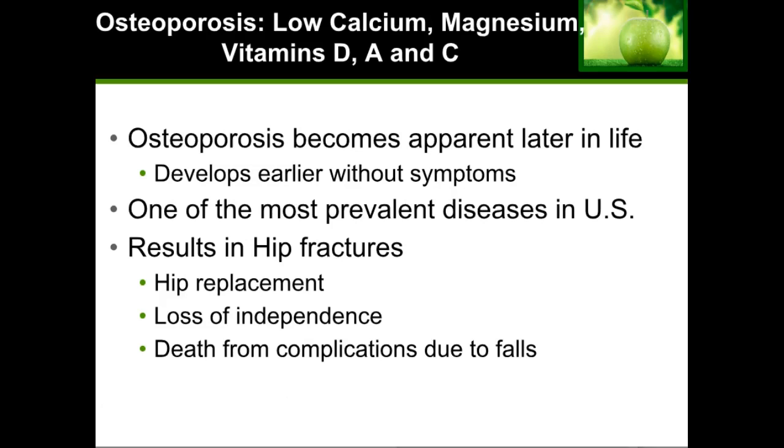Okay, so osteoporosis, how does it result? It usually results from low calcium, magnesium, vitamins D, vitamins A, and vitamin C lacking in the diet. Osteoporosis typically becomes apparent later in life, and it can develop without symptoms. There's no blood test for low bone density. It's one of the most prevalent diseases in the United States, and it can result in hip fractures, which results in loss of independence and often death from complications due to falls. It's a very serious disease.